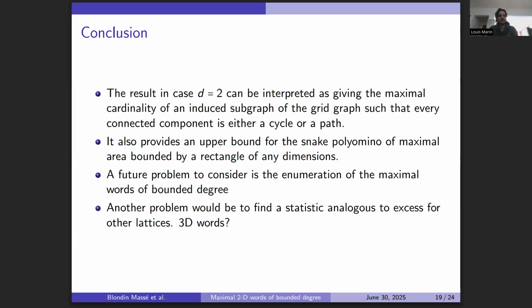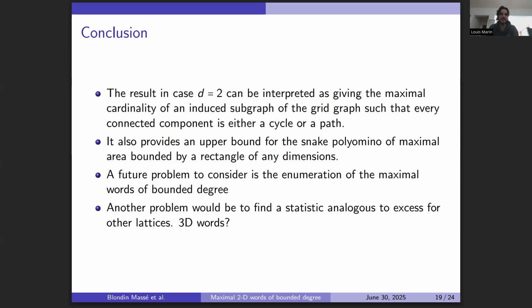And now, just to end on another note, what would be the other problems to consider? I didn't write it there, but a first problem to seriously look at is: is there a cleaner way to prove all of this?